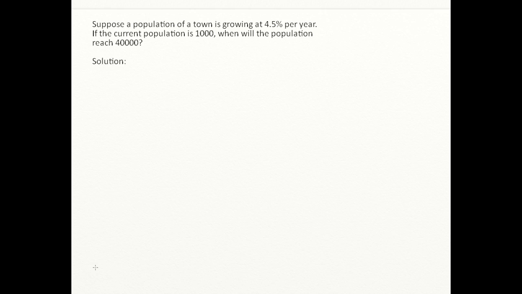How do we find a new population here? Let's call the new population P. P is going to be a function of t, of time. So what we'll do is multiply the current population, which is 1,000, times 1 plus the growth rate, to the power of t.